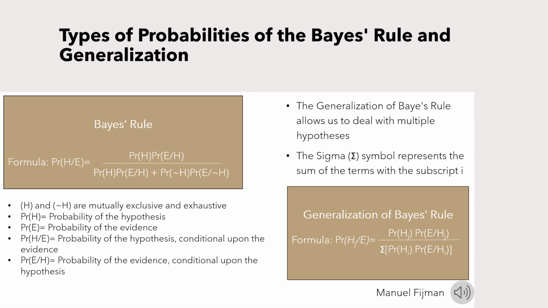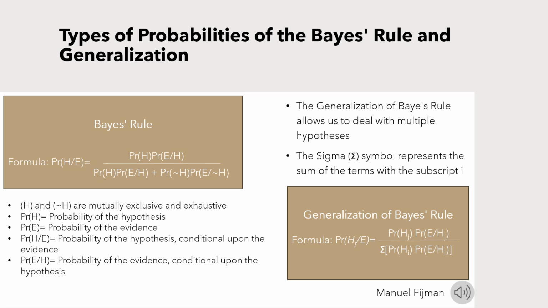With these four types of probabilities, we can now expand on the conditional probability formula. But we have to incorporate the rule of total probability, which is that H and not H are mutually exclusive and exhaustive. Taking all this into account, the formula for Bayes' rule is Pr(H|E) equals Pr(H) times Pr(E|H), over Pr(H) times Pr(E|H) plus Pr(not H) times Pr(E|not H). That is the formula. There are two hypotheses here, but to deal with multiple hypotheses, we have to generalize the rule.